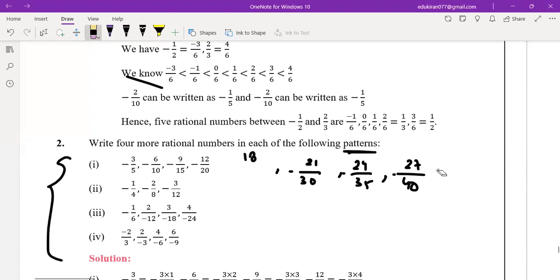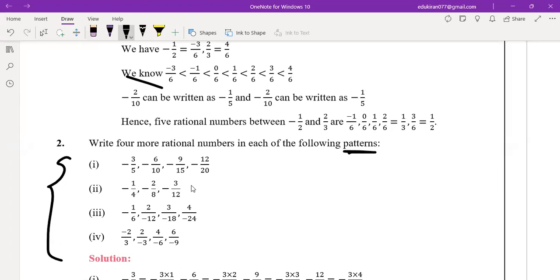Now I'm doing the second one. Just listen to me very carefully. Over here, 1, 2, 3. So what will come next? 4, then 5, then 6, then 7, right? And then 4, 8, 12, 16, 20, 24, and 28.